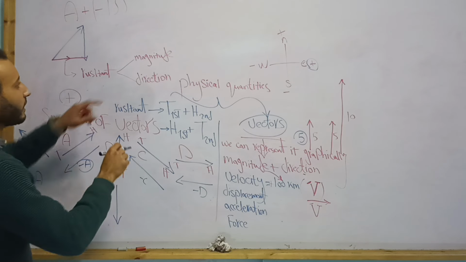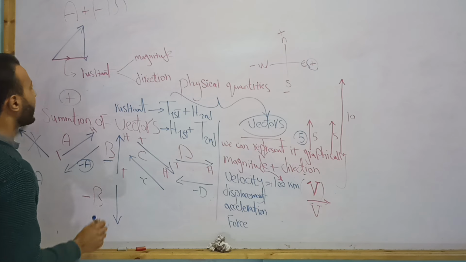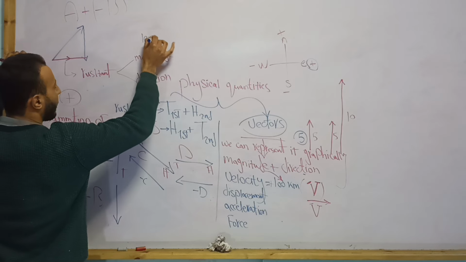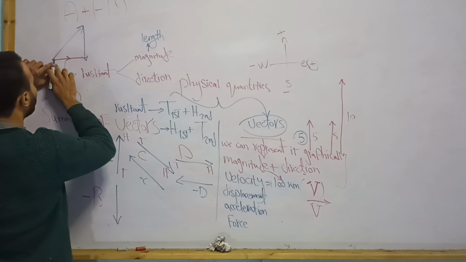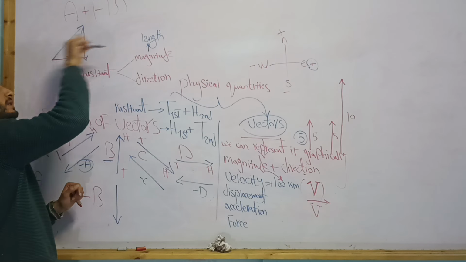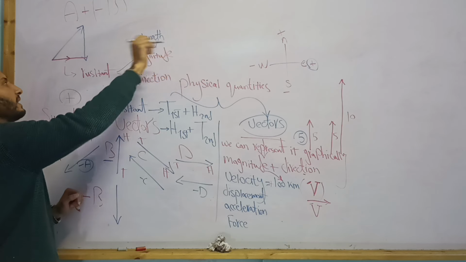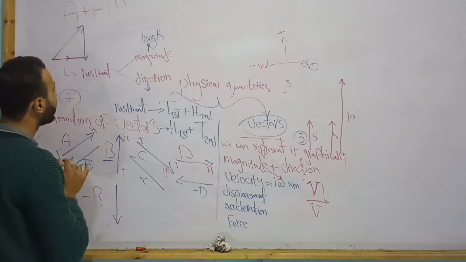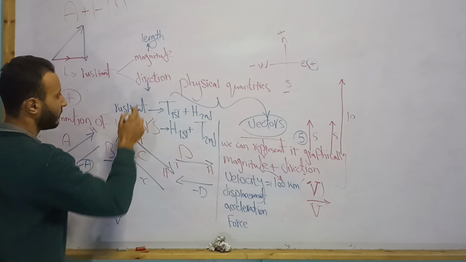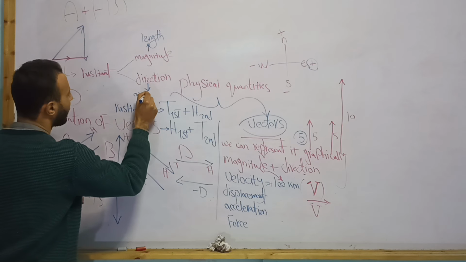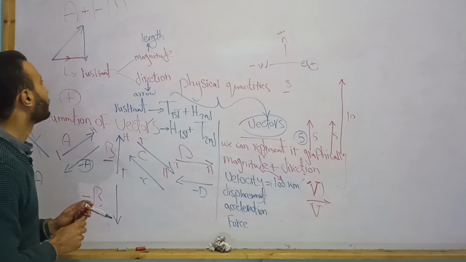Okay, so how can we get the magnitude? The magnitude, as I said, is the length. So we have to get the length of this vector. And then the direction is like this, in the east. Where is the direction of the arrow? It means the direction of the arrow.